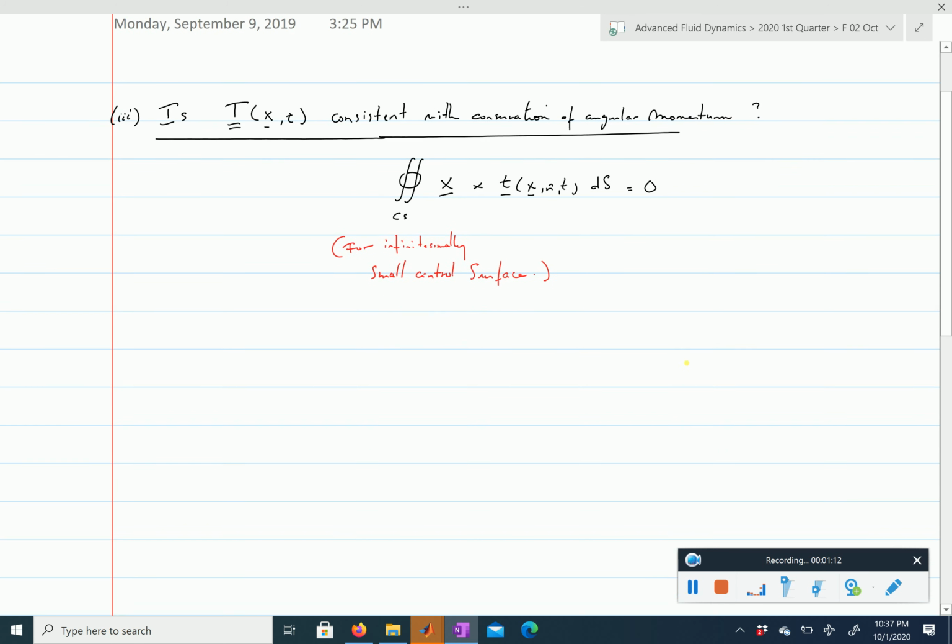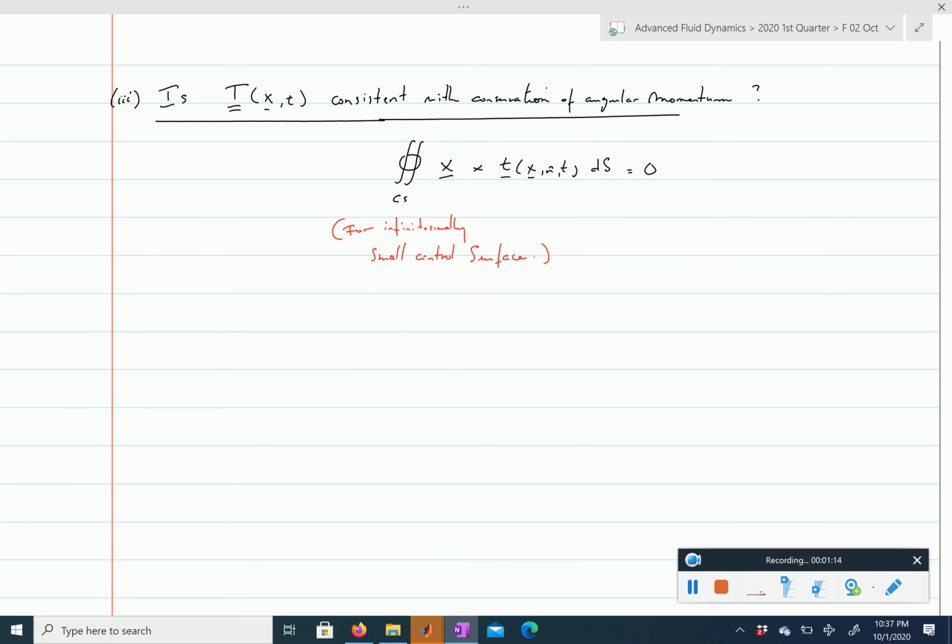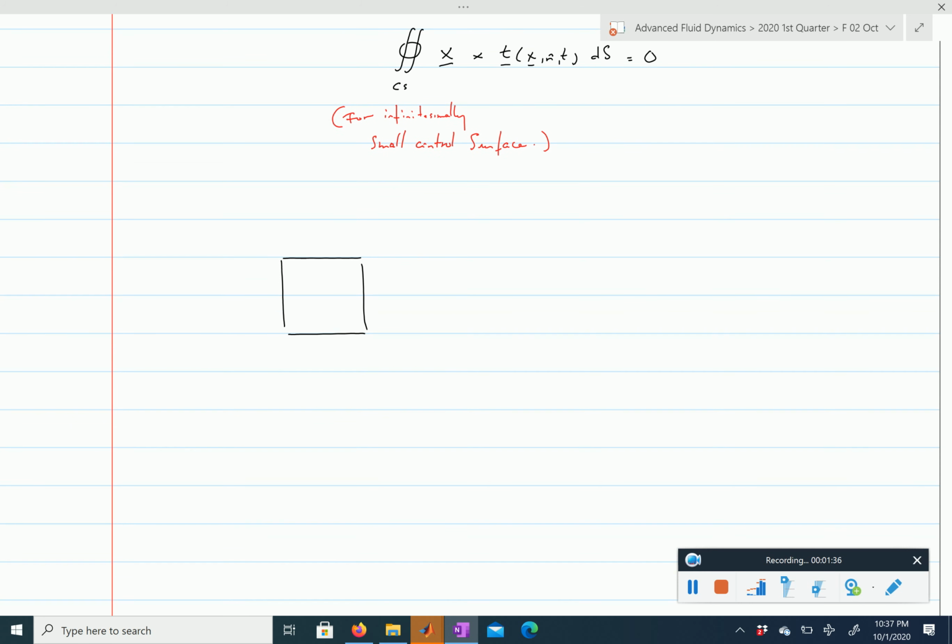Alright, to simplify, I'm going to look at a simplified small surface, and I will only look at it in 2 dimensions, but this is fully general. You could look at it in 3 dimensions and it wouldn't make a difference. Let's say that our control volume in 2D is a simple square. So we have 4 control surfaces here: a surface of normal x, y, minus x, and minus y.